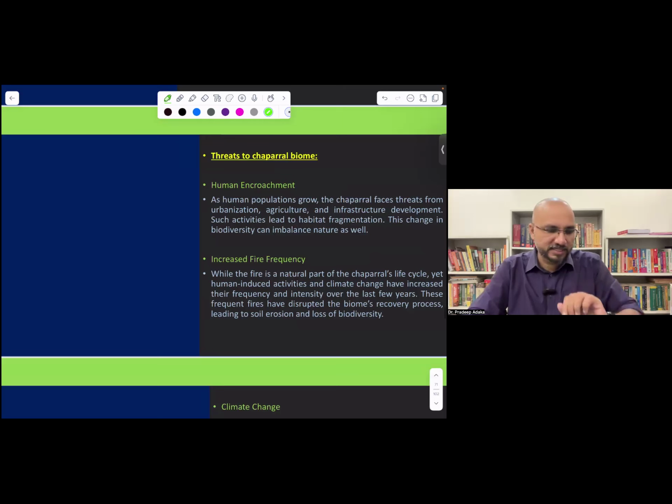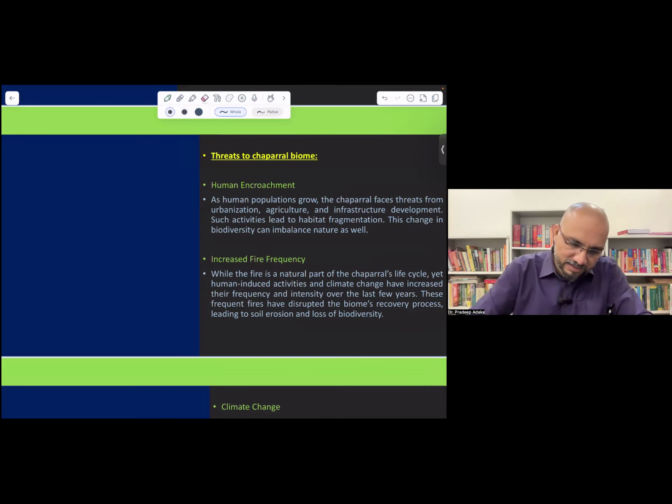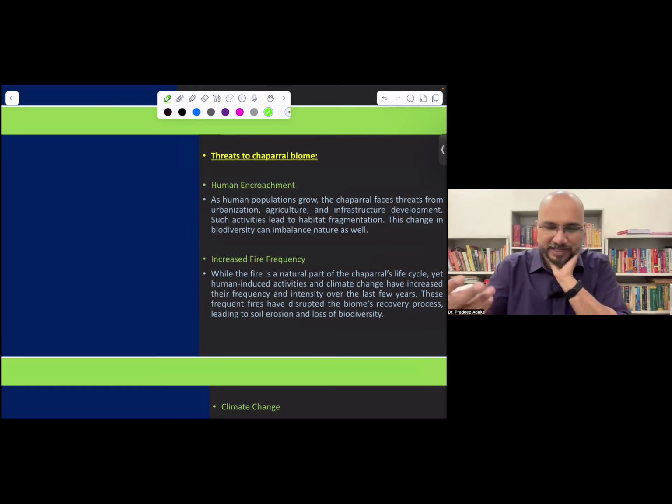Now threats to this kind of biome, almost over. We are about to finish. I thought we could start tropical rainforest also, but we can do it tomorrow. So tomorrow we can do tropical rainforest and desert biome. We'll complete those two topics tomorrow. We'll be left with aquatic biome.